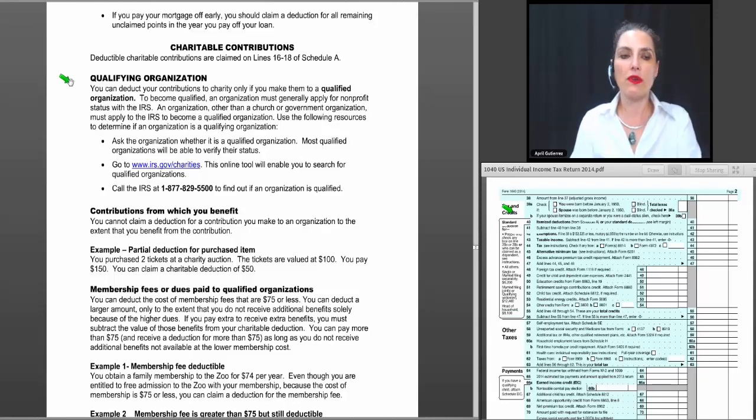And you can use the following resources to determine if an organization is a qualified organization. You can begin by asking the organization, because if it is a qualifying organization, it knows it and it will tell you.